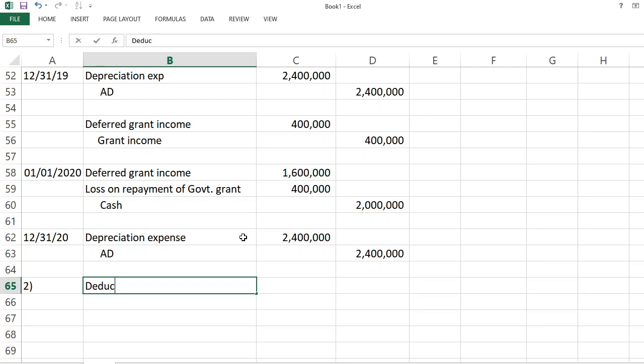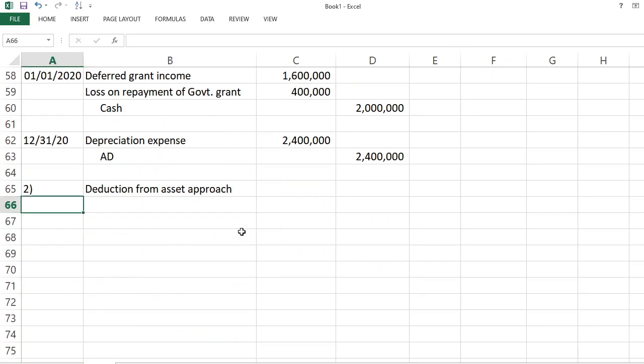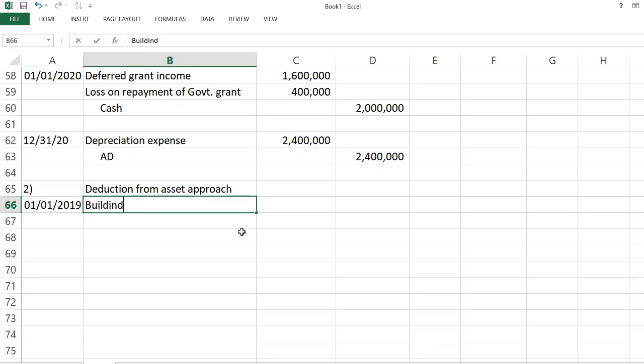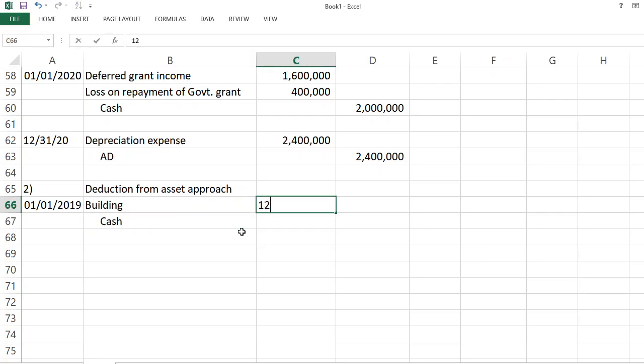Now, what if we're going to use the deduction from asset approach? This is something new, but this is still easy. It means that the grant we received, we will no longer pass through deferred income. We will deduct it from the asset. Going back, we purchased a building in the amount of 12 million.